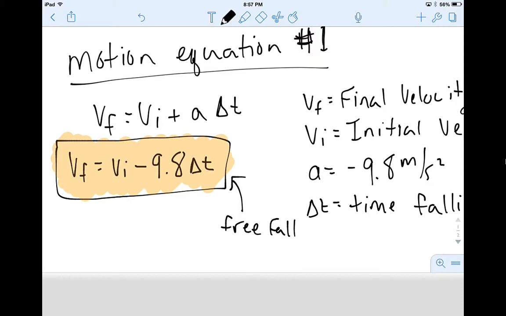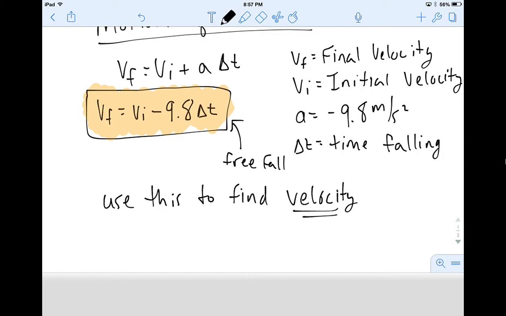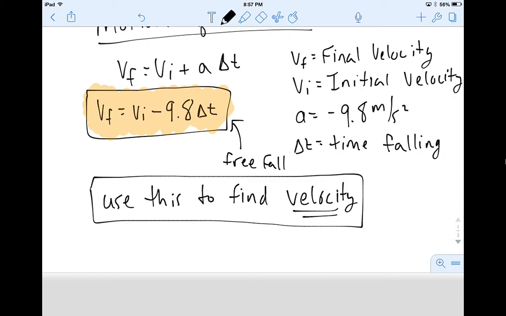Specifically, that equation is really good if we want to find out the final velocity. So let's put that in another box. We're going to say, use this to find velocity. Make sure that also gets boxed in and highlighted, because that is super important. That's the reason we use that equation: we want to find velocity.